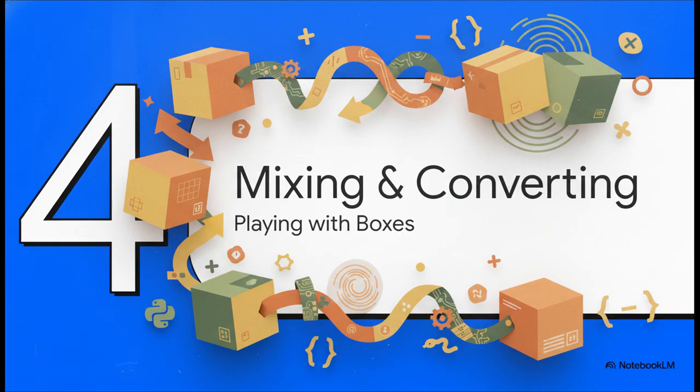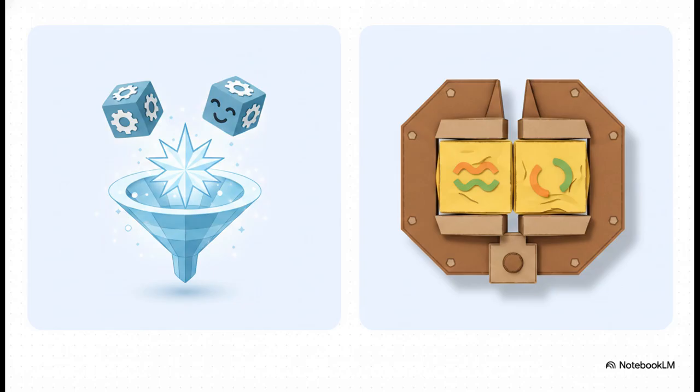Section 4. Mixing and converting data. Playing with boxes. You see, coding isn't just letting boxes gather dust in a warehouse, it's pulling them out and making them interact. But you've got to be careful here. Look at the left side. If you have two integer boxes, 5 plus 5, Python does normal math. The answer is 10. Boom.